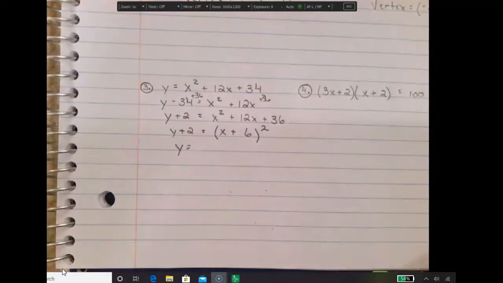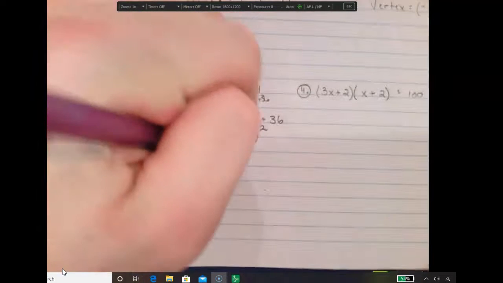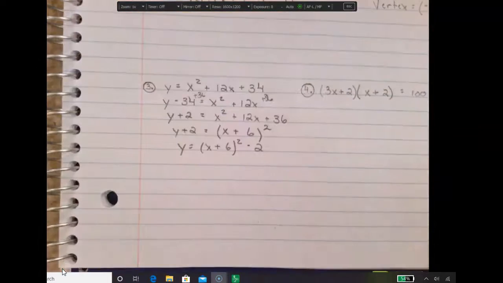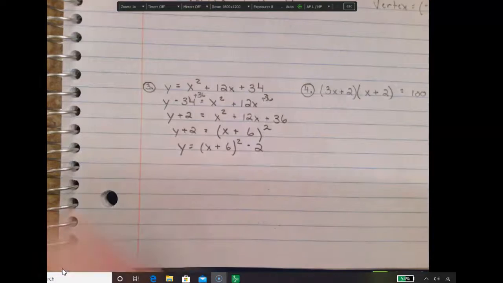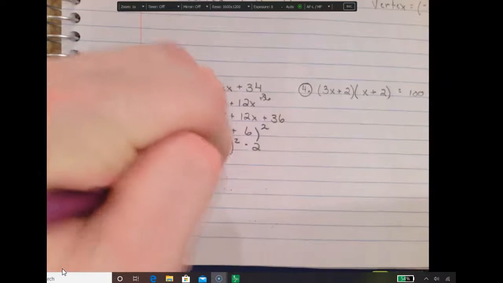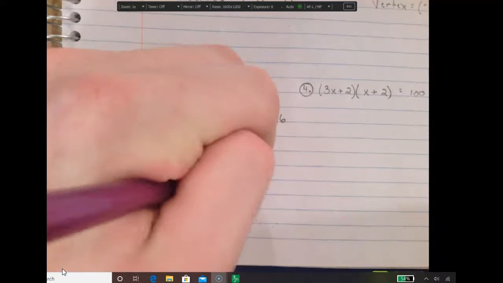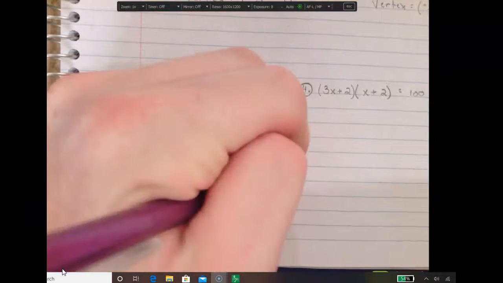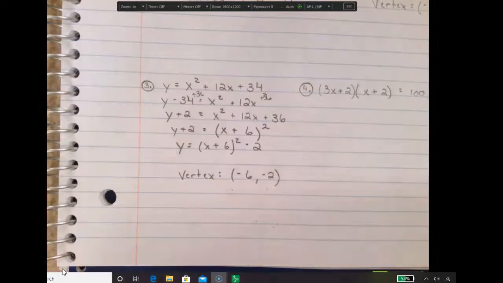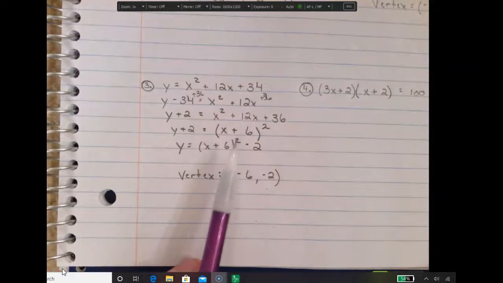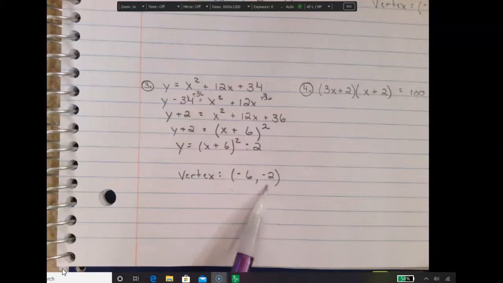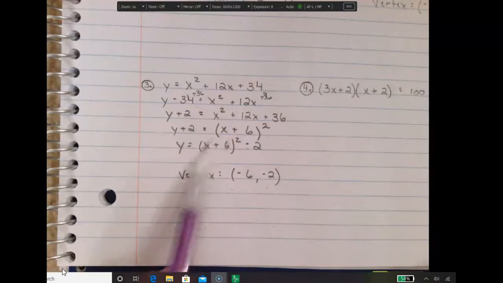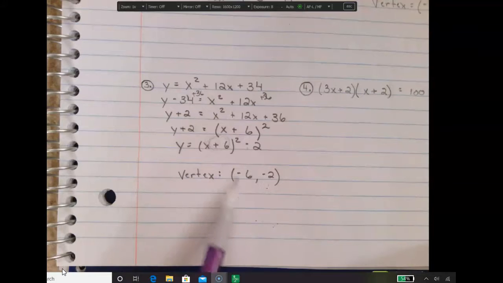So I'm going to take my 2. It's a positive, so I need to get it to the other side. So x plus 6 squared minus 2. And there you have it. Now we can come and put our vertex. So my vertex on this problem is going to be negative 6, negative 2. And again, our k stays the same, so I have a negative 2. My h is always going to be the opposite of what I found. So I found plus 6, so my h is going to be negative 6.